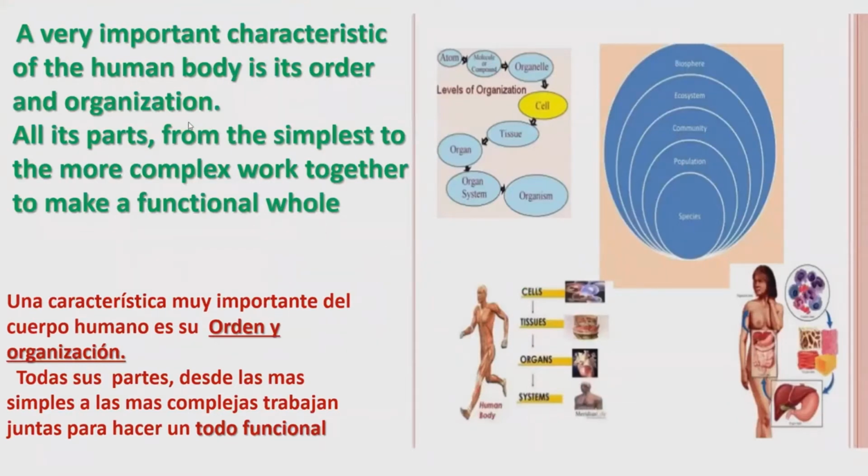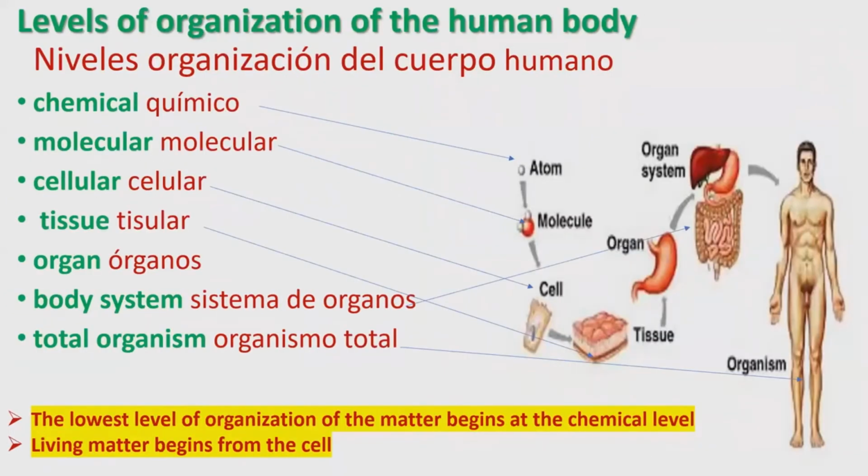A very important characteristic of the human body is its order and organization. All its parts, from the simplest to the more complex, work together to make a functional whole. Let's see the levels of organization of the human body.